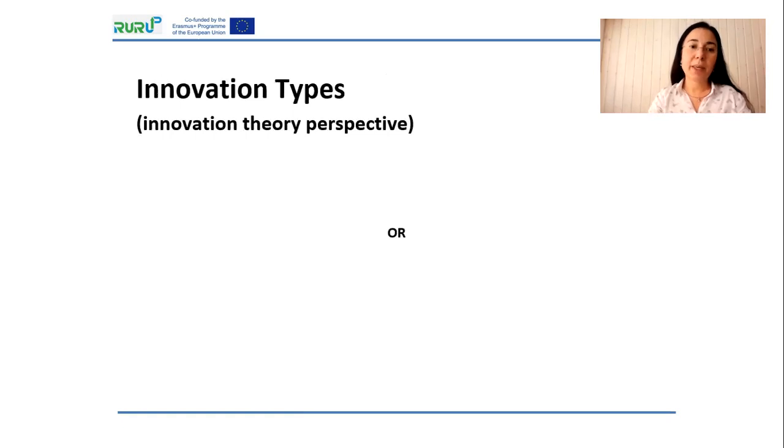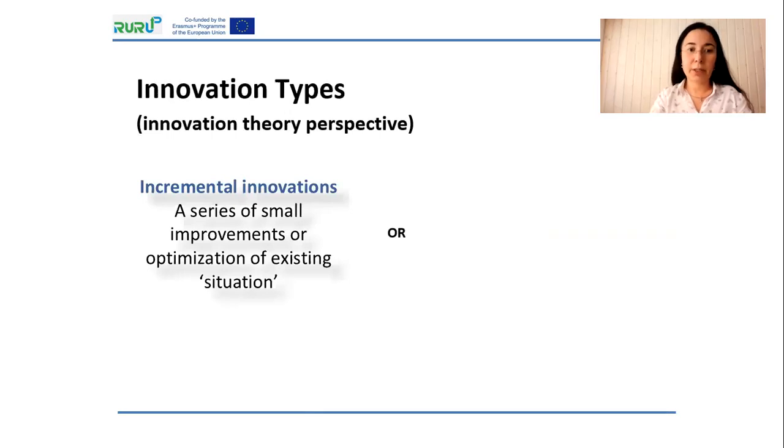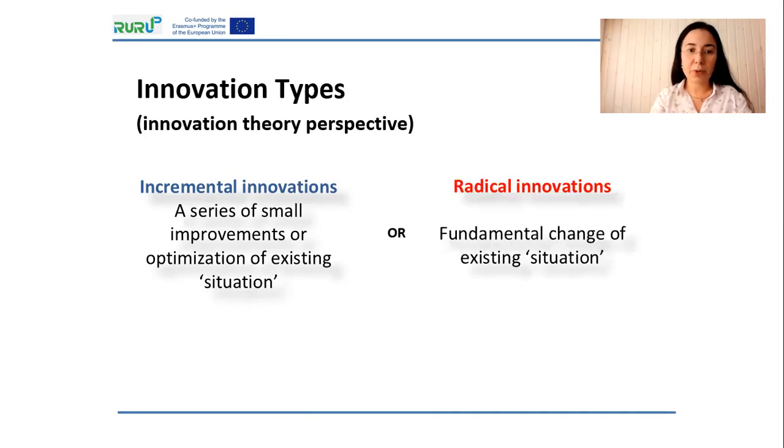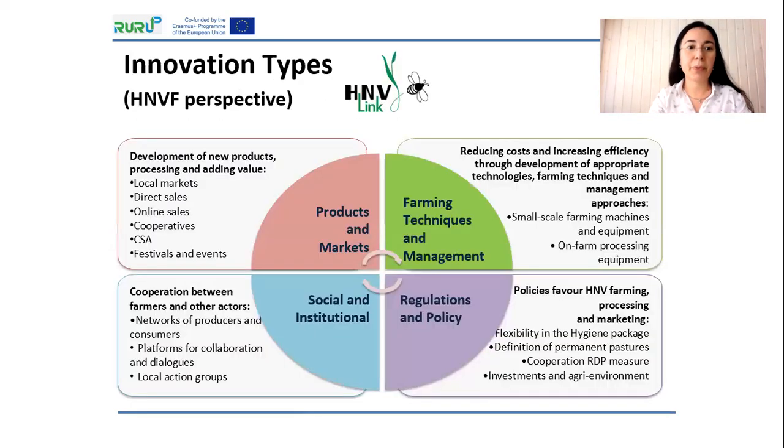From this perspective, we can have two types of innovations. One is the incremental innovation type, where we see innovations as a series of small improvements or optimization of the existing situation. Or we can have radical innovations, where we have a fundamental change of the existing situation. Throughout this module and the next module, we will see examples of both incremental and radical innovations implemented in the context of peripheral rural areas.